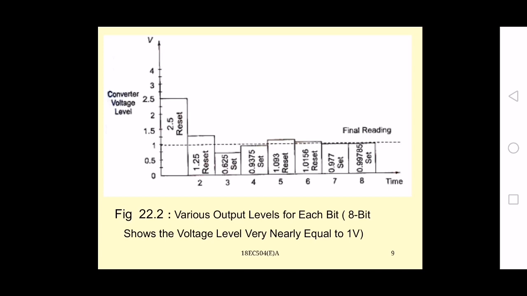But what we are going to measure is given by the dotted line. So the final reading, the dotted line, is 1 volt. So 2.5 is greater than 1. So we are not accepting that 2.5. So D7 is reset. Next D7 is 0, and we go for D6 on. So 2.5 halved is 1.25. So 1.25 is again greater than 1. So we are not accepting that one.